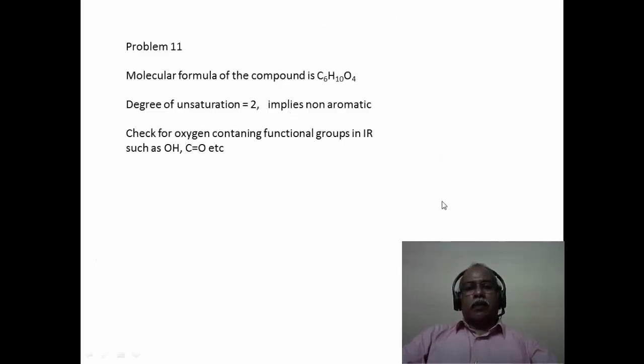Let's come to the last problem in this particular module. This has the molecular formula C6H10O4. The degree of unsaturation is 2, so it implies it is a non-aromatic compound. It cannot be an aromatic compound. Check for oxygen containing functional groups such as OH and C=O in the infrared spectrum of this compound.